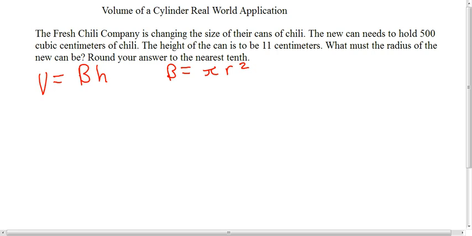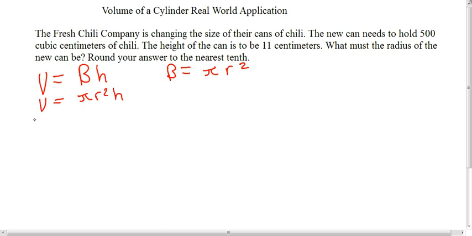Now, what we want to do here is go back to our formula and say volume is equal to pi radius squared times the height. If we go back and see what the problem is giving us, the problem says the can needs to hold 500 cubic centimeters. Guess what it's giving us? It's giving us the volume.